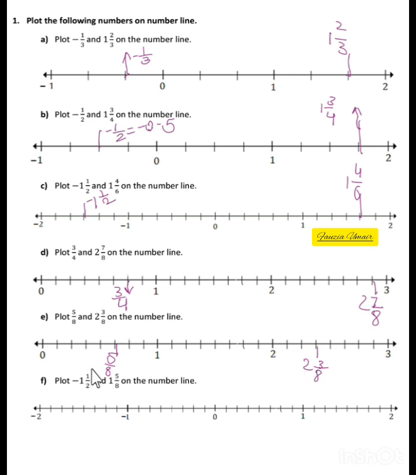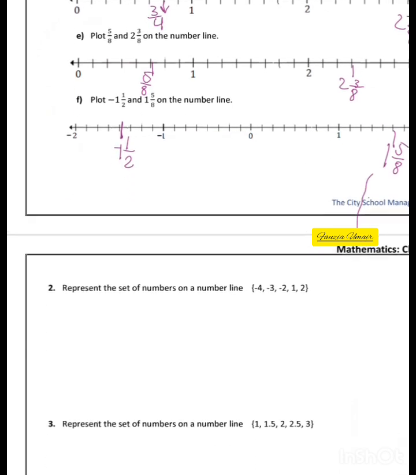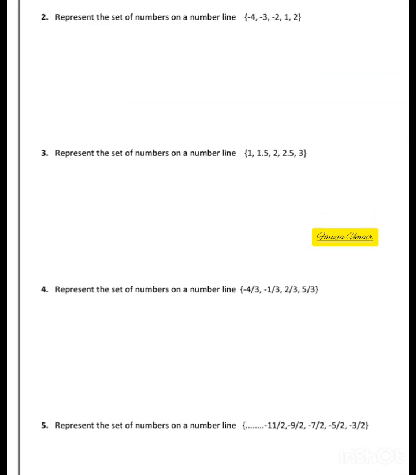Then -1 whole 1/2. This is -1, this is -2. So in the middle will it be? -1 whole 1/2. Then 1 whole 5/8. This is 1 whole, so we have to take 5 parts. This is the point, 1 whole 5/8. Alright, so moving on to the next questions.